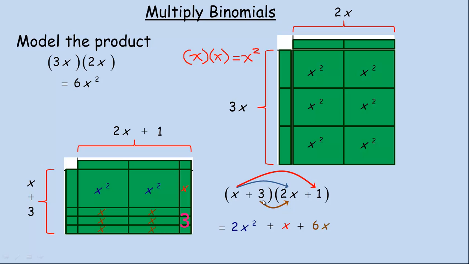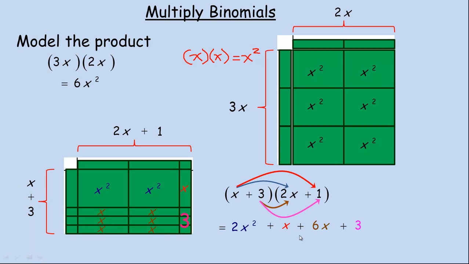And now we'll multiply the 3 by the 1 over here. 3 times 1 is 3. And so that actually is this little bit here. 3 times 1 is 3. So that's that area there. So notice that these are actually all the areas that make up this whole rectangle here.